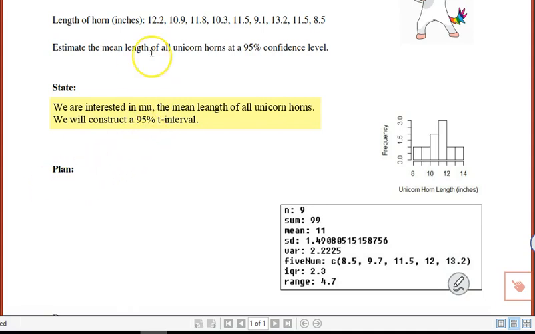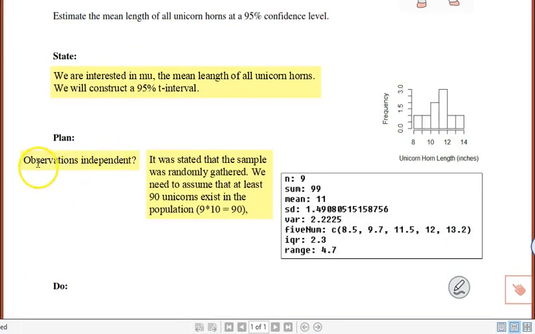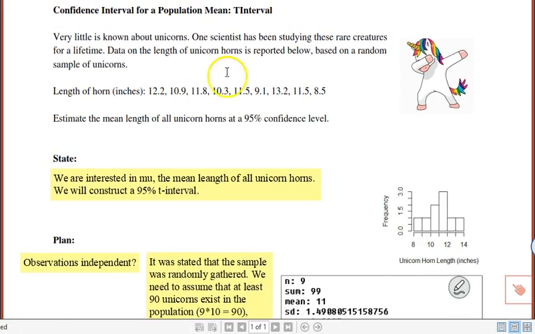We want our observations to be independent. To check if our observations are independent, we want to check that the sample was randomly gathered, so we have random observations from a large population. That would make our observations independent. So we go back up and confirm that yes, it was stated that it's based on a random sample of unicorns.